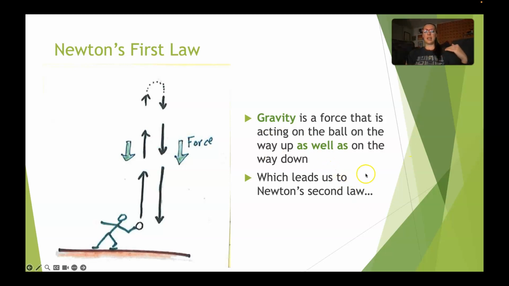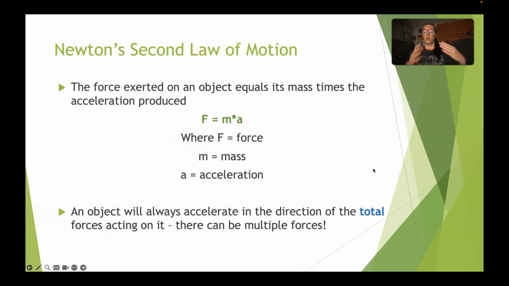So these ideas lead to Newton's second law, which is the equation force is equal to mass times acceleration. The force that's exerted on an object is equal to the mass of that object times the acceleration produced. So an object will always accelerate in the direction of the total forces acting on it. Total forces, that's a really, really important point. There can be multiple forces, and that's what we're really going to dive into when we talk about some of these forces here.